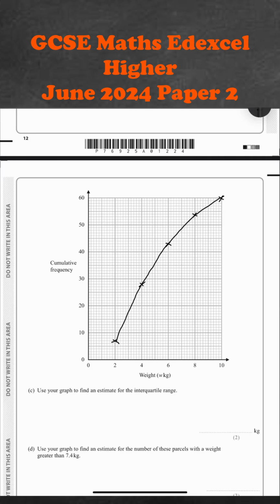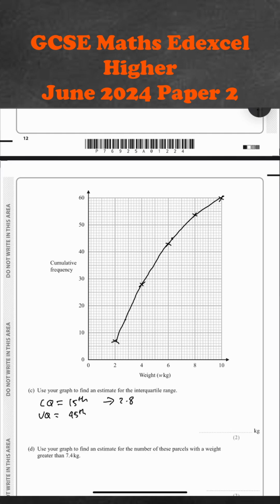Part C. Use your graph to find an estimate for the interquartile range. So the lower quartile is going to be a quarter of the overall number, so that's going to be the 15th term, which is just going to be here, roughly, which sits at 2.8 on the way I've drawn this. And then the upper quartile is going to be the 45th, as it's 3/4 of the 60. 45 is up here somewhere. It's between these two squares for me here.